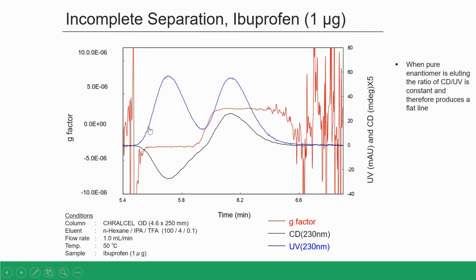So if you were to look at either the UV detector trace or the CD detector trace and try to determine where to cut these peaks in order to get maximum recovery and maximum purity, it would be pretty difficult to predict. But the G factor offers a flat area in a flat chromatogram in the optically pure area. So if you take a look at this, the start and stop times of the collection become very apparent.